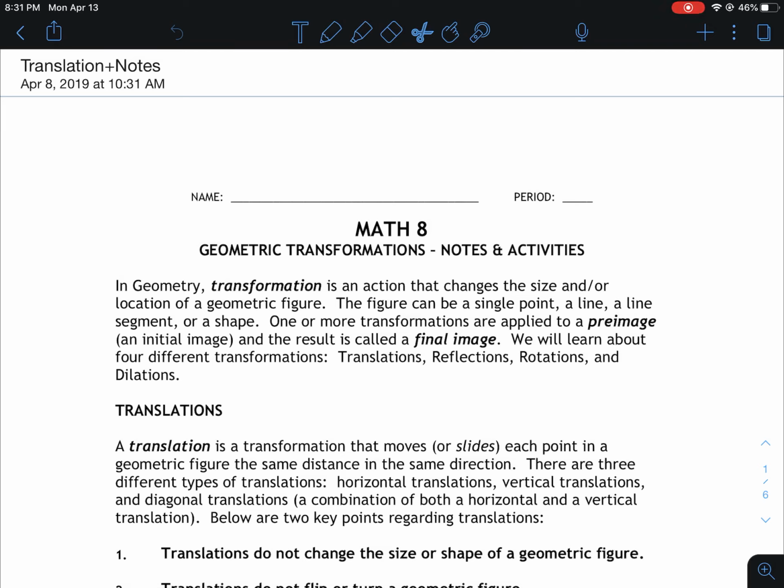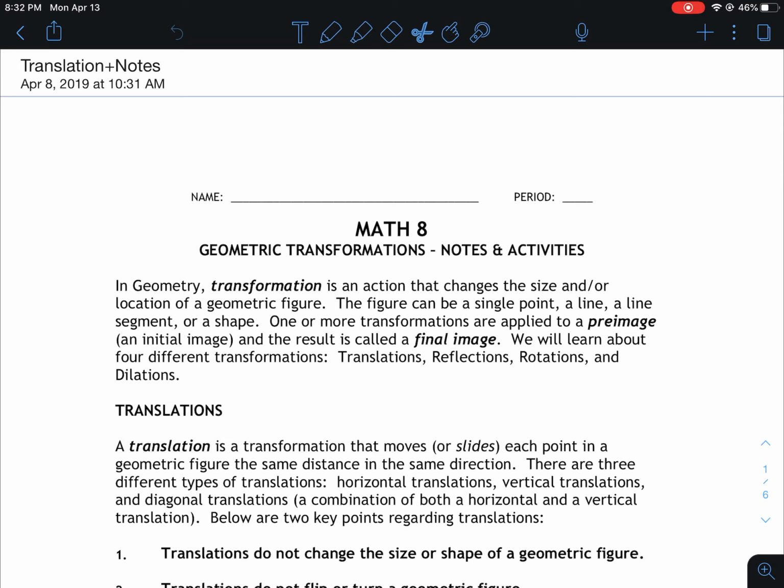Hello everyone. Today we're going to start our unit on geometric transformations. So in geometry, a transformation is an action that changes the size and/or location of a geometric figure. The figure could be a single point, a line segment, or a shape. One or more transformations are applied to what we call a pre-image, or the first shape or image that we start with, and the result is called the final image.